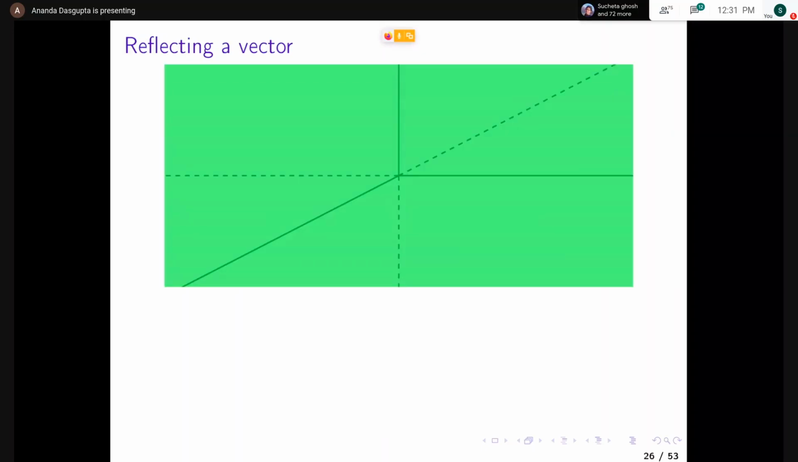Well, to understand this, let us think about what happens when you reflect a vector. Imagine that the green rectangle that you see in front of you is a mirror. It's a transparent kind of mirror, so you can also see what's happening behind it.